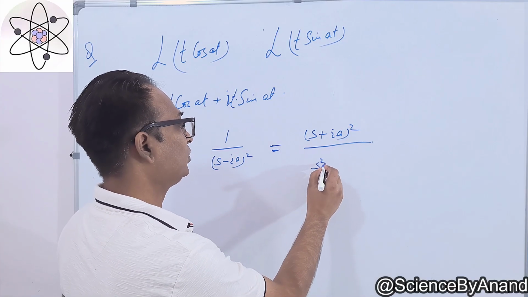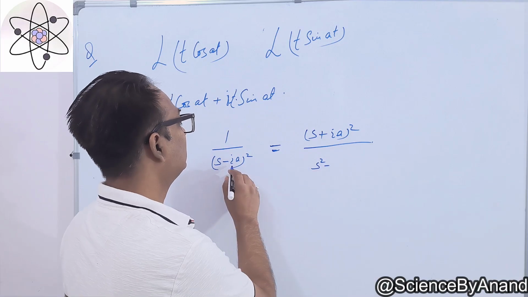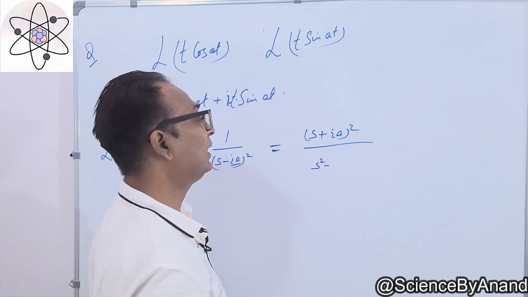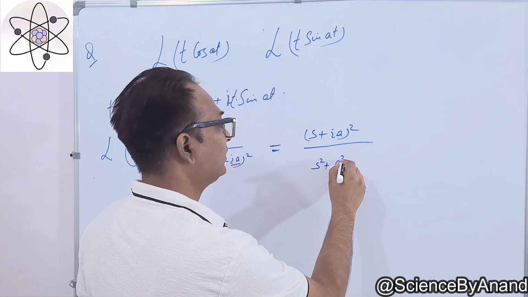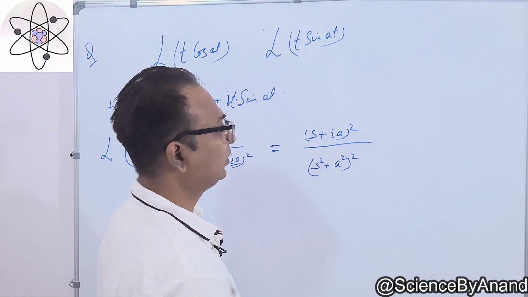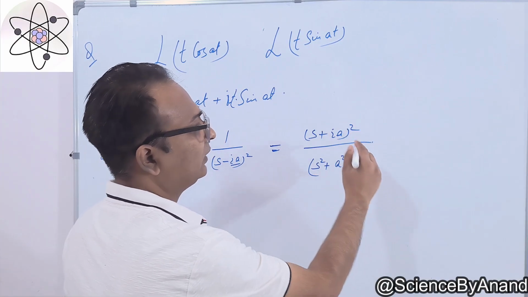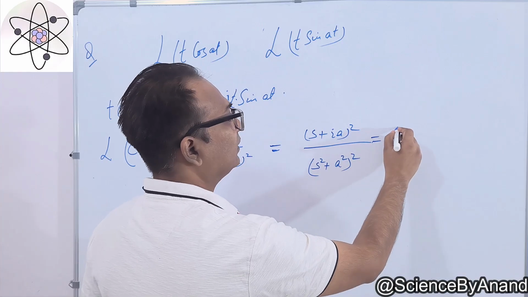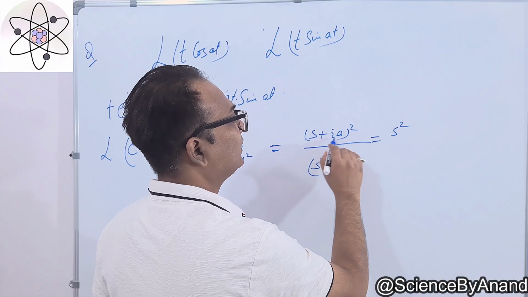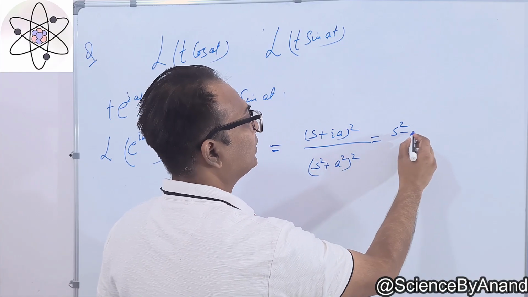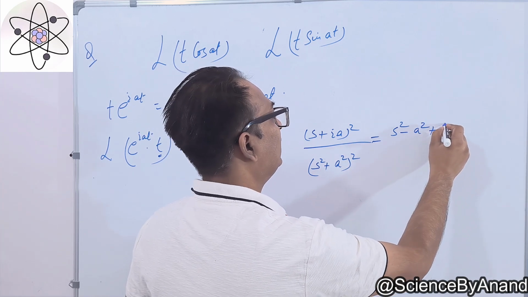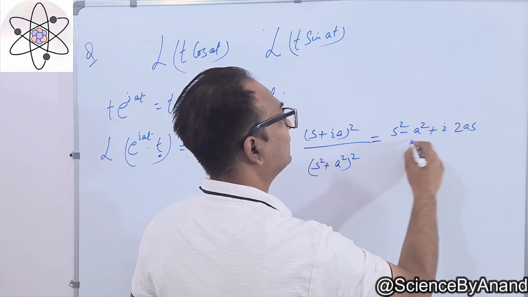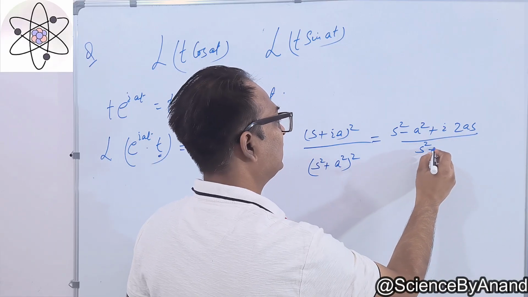This will be s square minus this square. This square is i square a square. i square is minus 1. So this will be (s square plus a square) whole square. Now let's break it. This is s square plus this square. i square is minus 1. So this will be s square minus a square plus i into 2as by (s square plus a square) whole square.